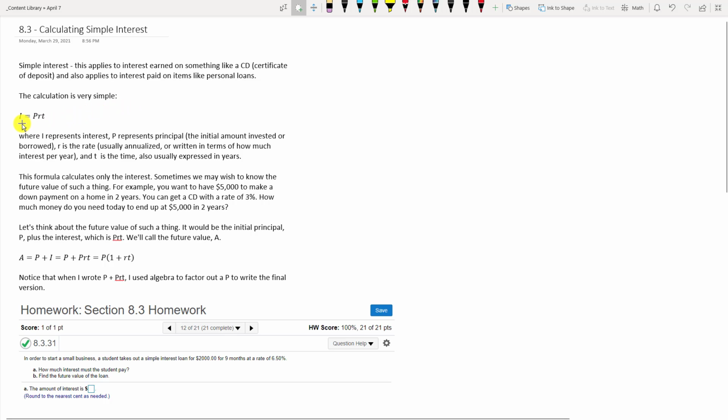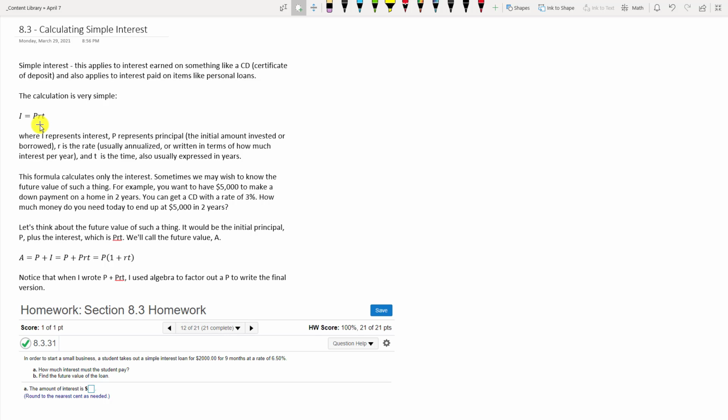As it shows here, the interest is principal times the rate times the time, where principal is the amount that you either invest or borrow, and R is the rate, and we usually write that as an annualized rate. It's typically given to you that way when you go to the bank or wherever. And the time, we express that in years as well. So if you do have something in months or partial amounts of a year, you need to convert that to years.